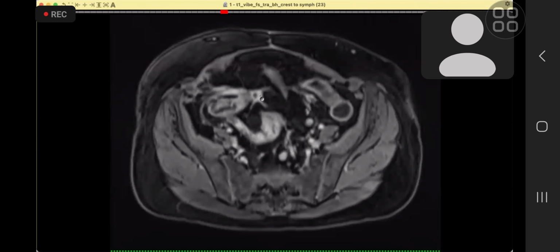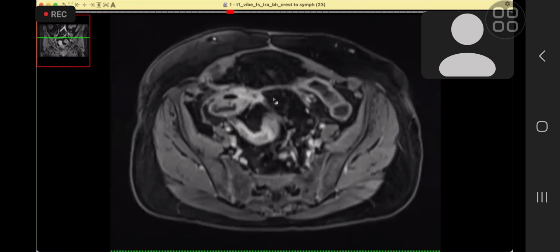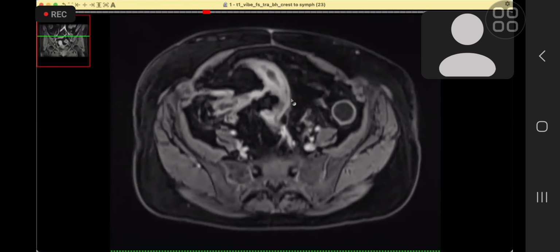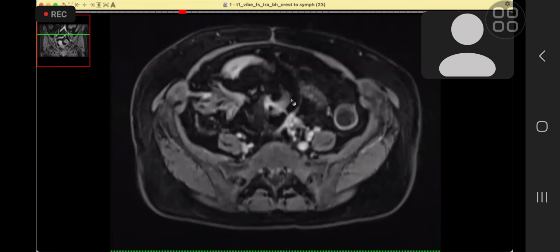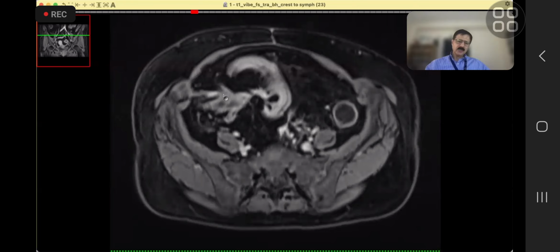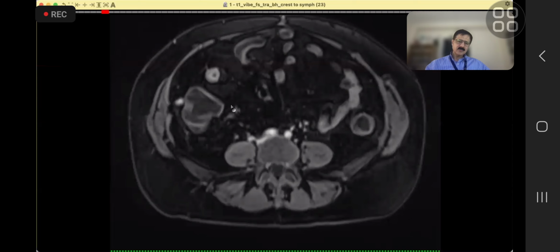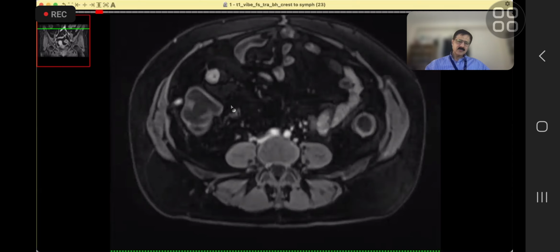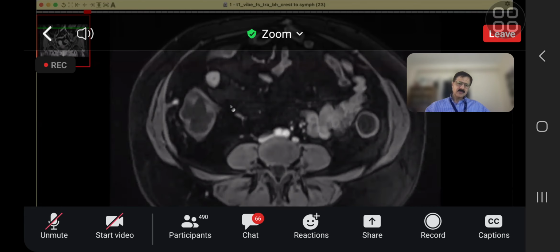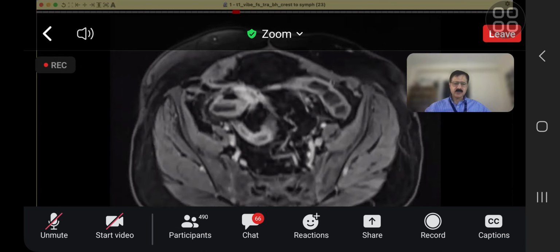What is this? Could be a calcification or appendicolith, or this is the sinus tract itself. Okay, what is this? This could be the appendix. Okay, fine. Thank you.